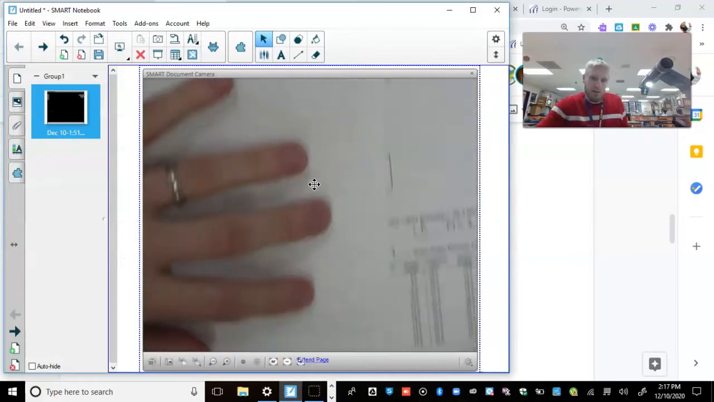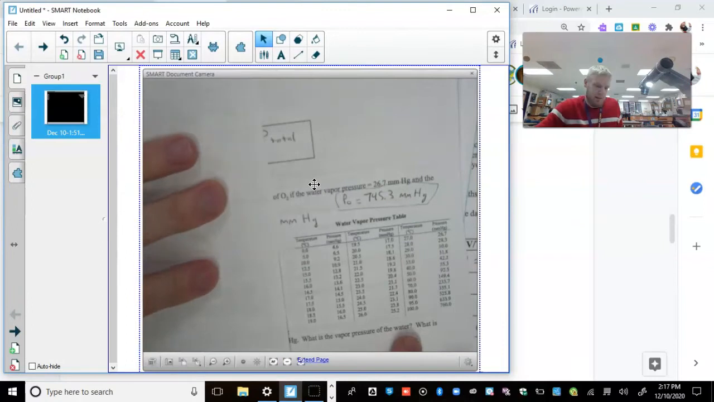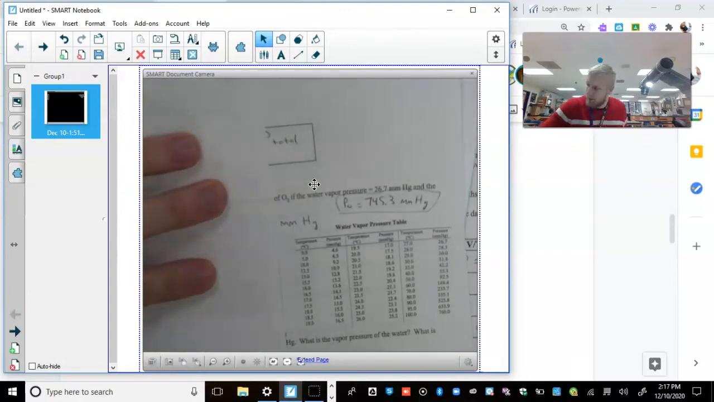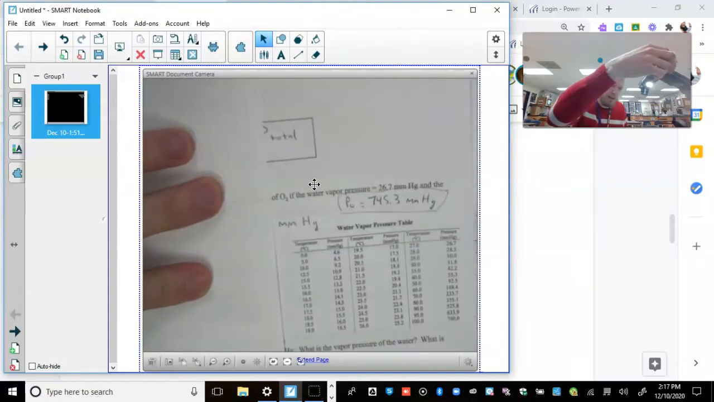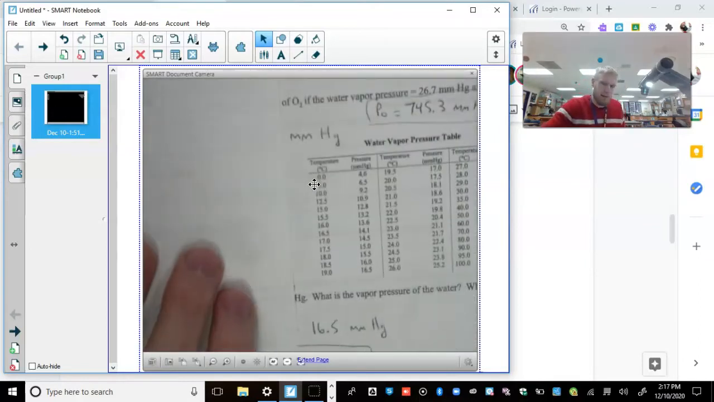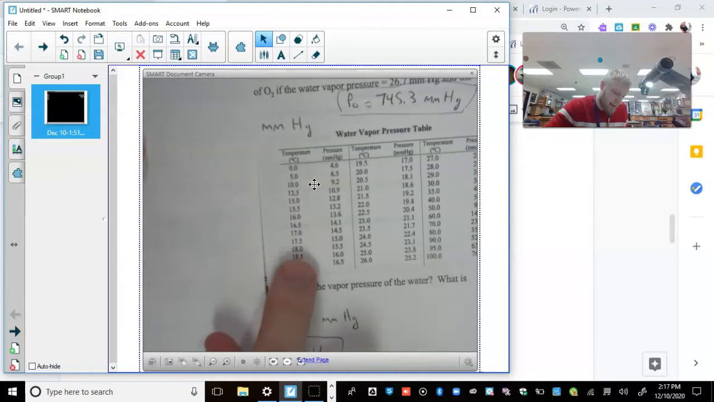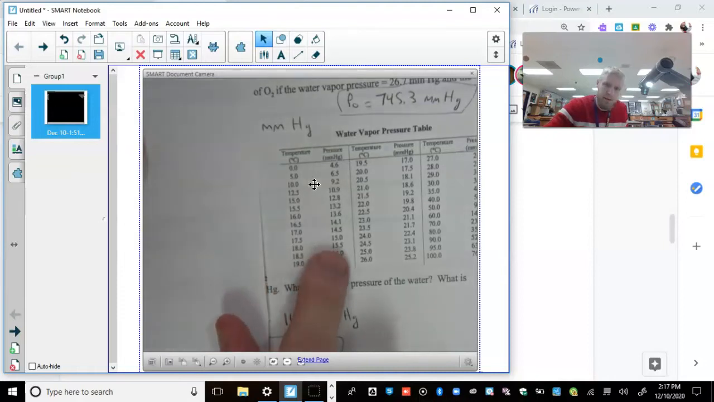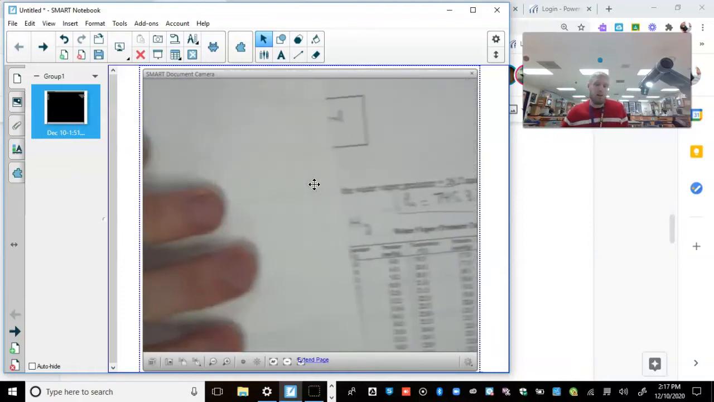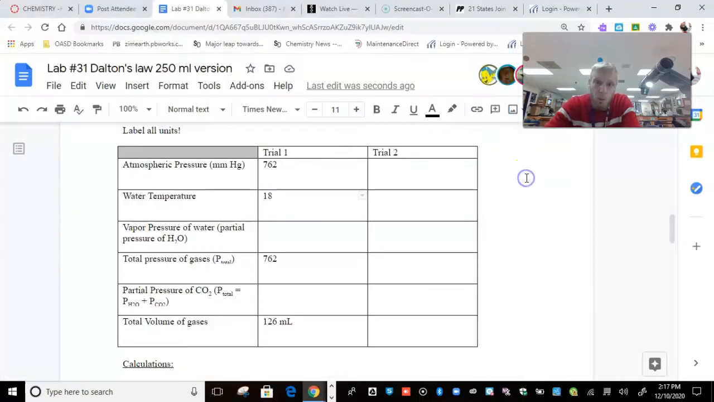Okay, right here's the water vapor chart. It can be kind of hard to see, so let's zoom in on that. Looking at it, we were at 18 degrees Celsius, and that's 15.5 is our partial pressure of water vapor. 15.5.